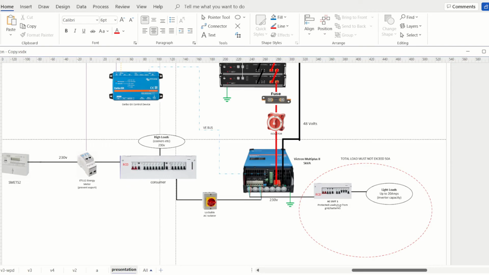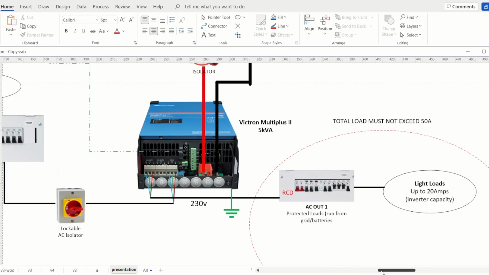Again, it can't exceed 50 amps, although you'd engineer this, putting smaller breakers in there, so the loads hanging off of this never exceed about 19 or 20 amps, which is the capacity of the inverter. If this is your existing consumer unit, which is all RCD protected, it's important that the sub-consumer that's running your light or protected loads also has an RCD inside it as well.